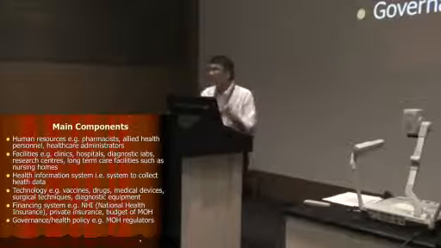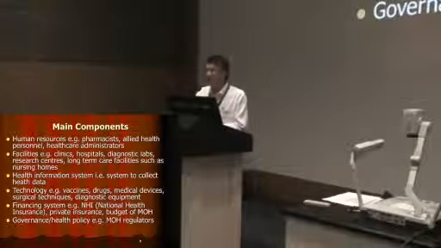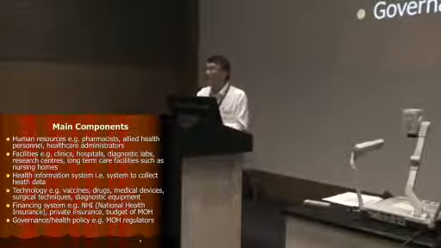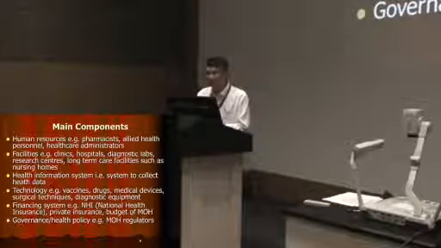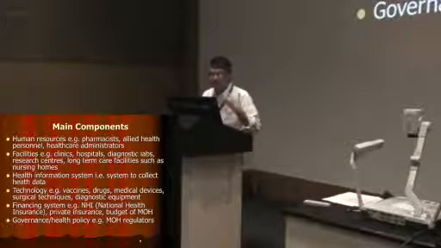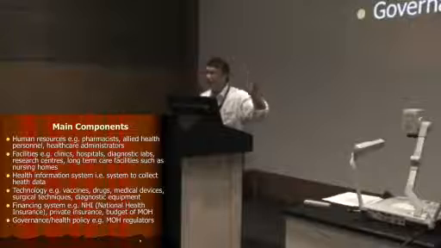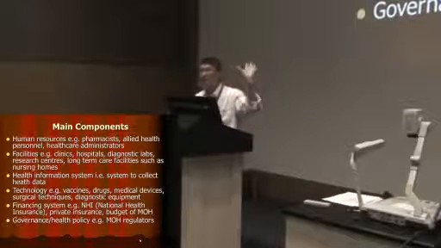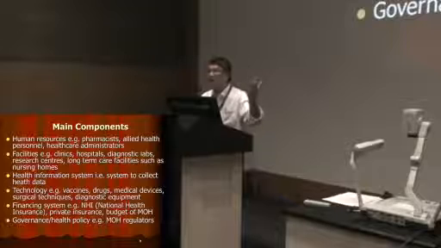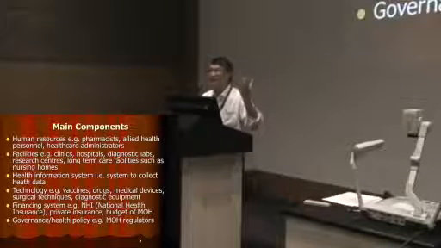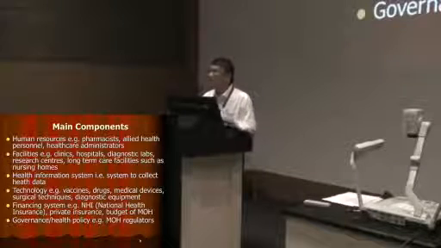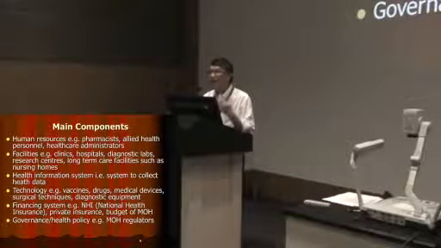Facilities, for example, clinics, hospitals, diagnostic labs, research centers, long-term care facilities, LTC, such as nursing homes. Health information system. You must have a system to collect health data so you can see what's going on in the country, what are the most important diseases, the burden of disease, disability, death, sickness, which are the most important diseases in a particular country, and so on, so that you can do proper health planning, so you can know where to focus.